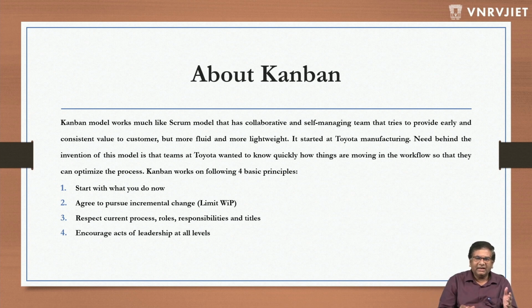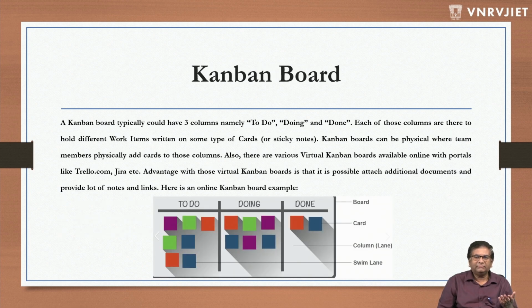So these are the principles that govern the Kanban model. Now, similar to a Scrum board, Kanban also uses a board. But again, a Kanban board is much simpler. In normal Scrum, you will see a to-do list, similar to a Kanban board. We have seen it when I was presenting Scrum, right?